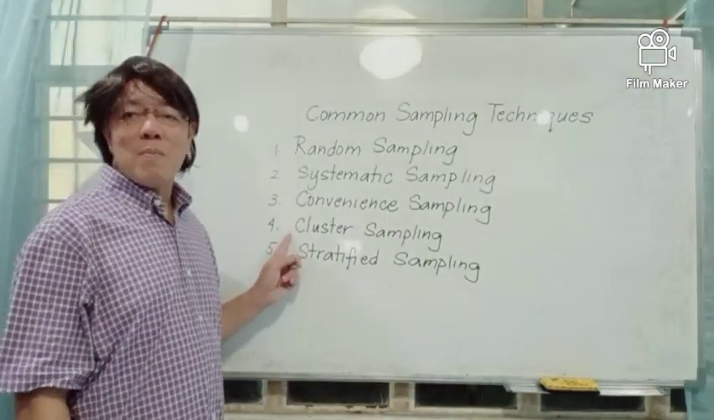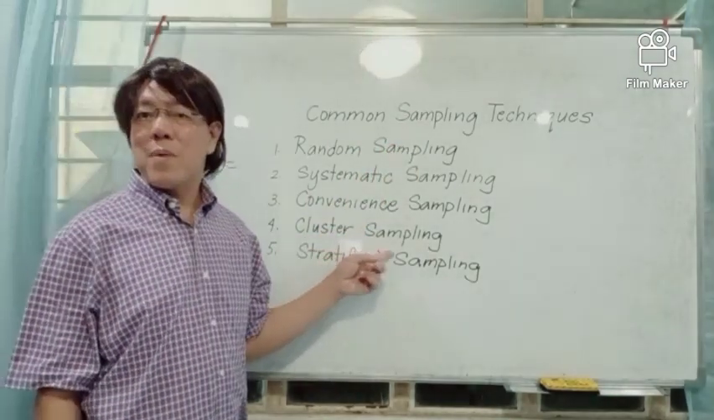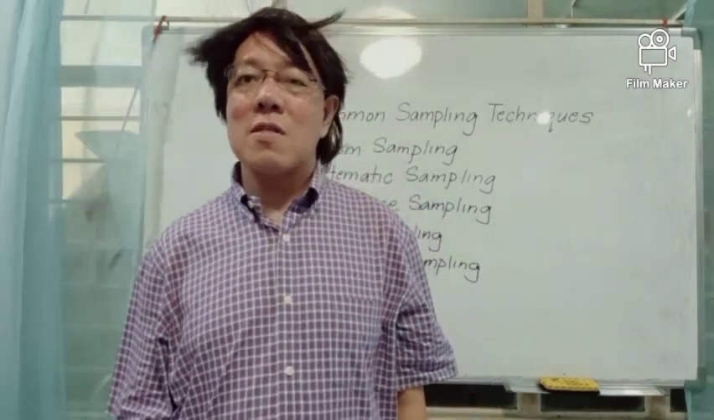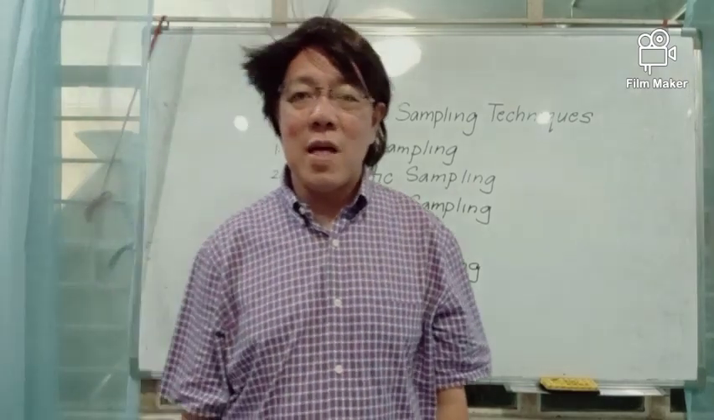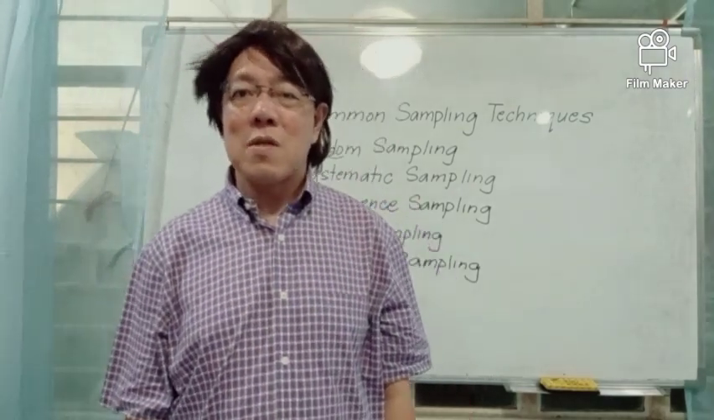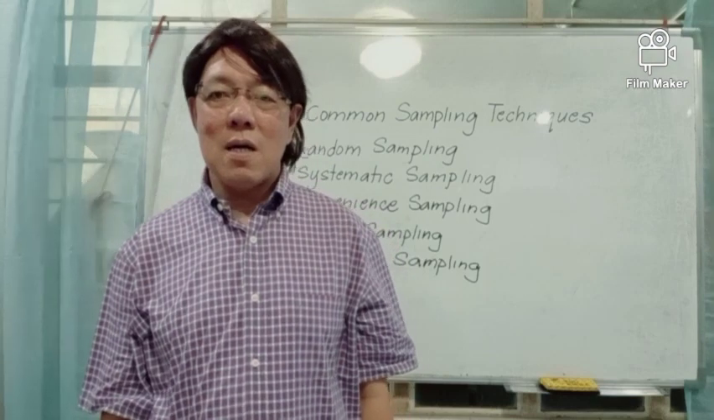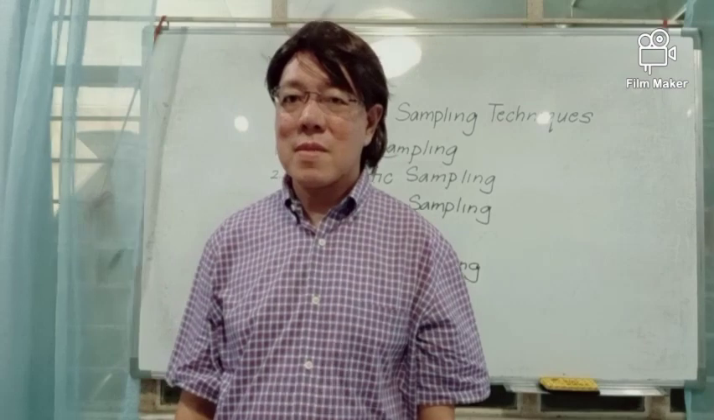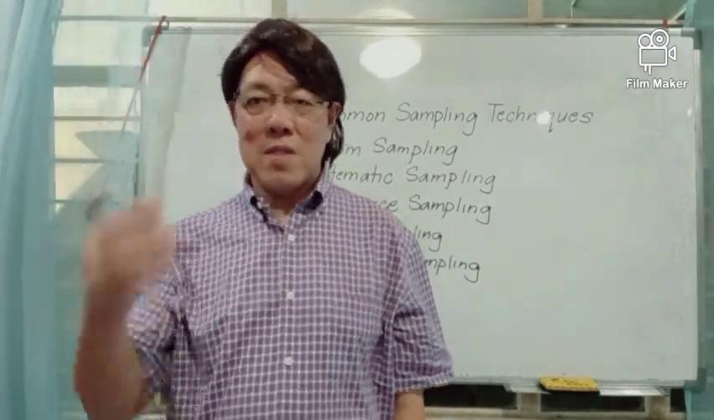The fourth most common sampling technique is the cluster sampling. In cluster sampling, the researcher does not collect data from individuals, but the researcher collects data from subgroups of a population. An example would be the municipalities in a study that determines the effects of community quarantine in the Philippines.